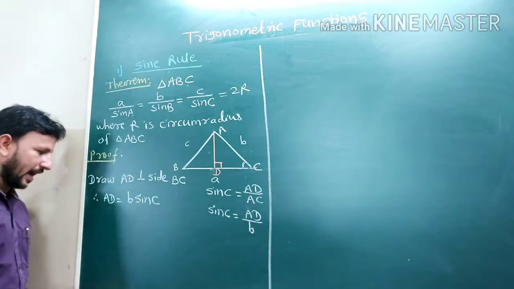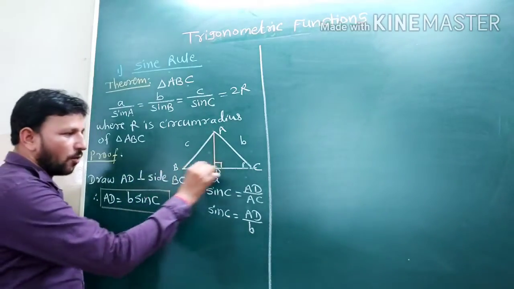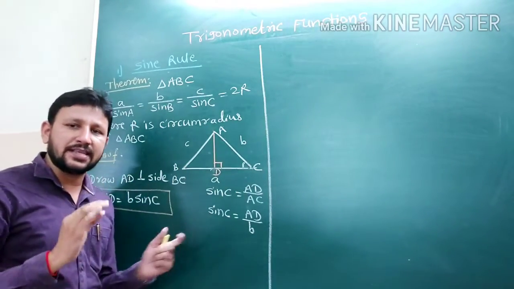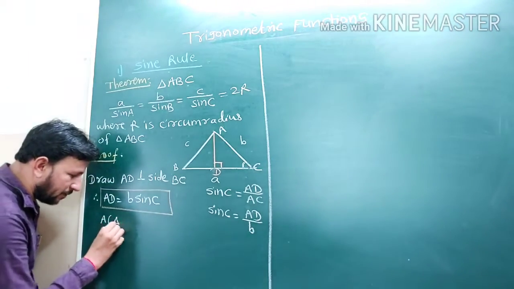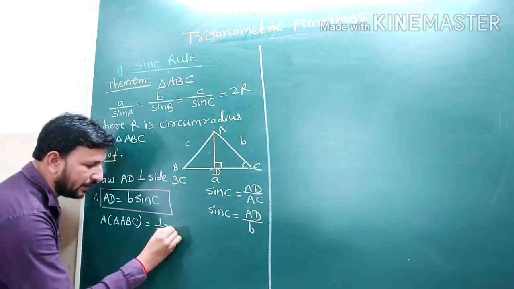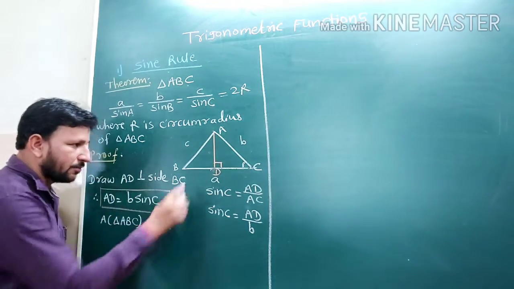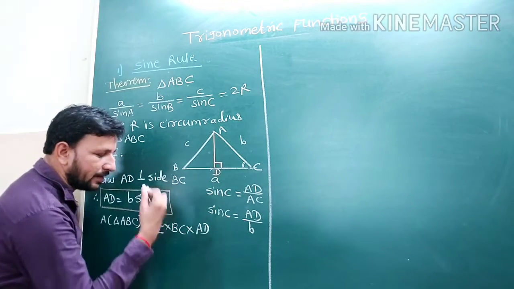After getting this height of the triangle, we can find the area of triangle ABC. Let us see the area of triangle ABC. It is equal to half into base into height. The base is BC and the height is AD.